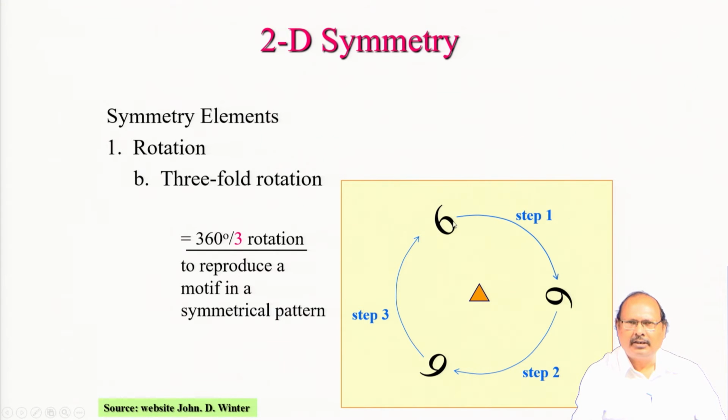If this is my starting position and the axis is vertical, then in this plane of drawing it is projected as a point at the center, and a triangle is shown as the symbol of three-fold axial rotation. What happens here? You rotate 120 degrees, so 6 comes here, another 120 degrees it comes here, and another 120 degrees it comes here. So, with a starting motif 6, it produces two additional motifs, one here and the other here. This is an example of a symmetry operation of a three-fold axis of rotation.